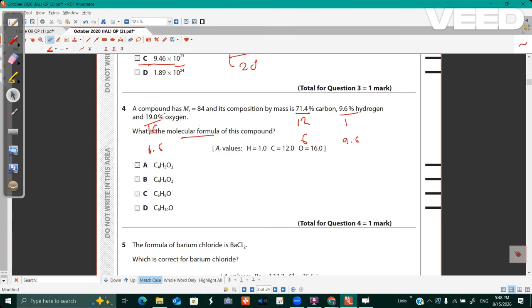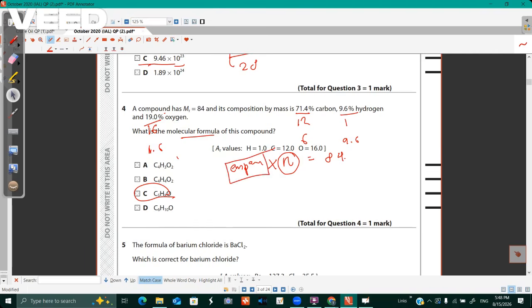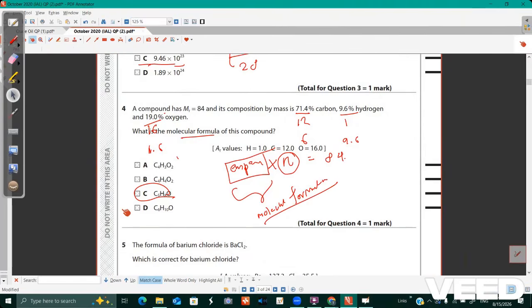They ask for the molecular formula. It is C5H8O. So with this, you are finding the empirical formula. Empirical formula multiplied by a numerical value is equal to the MR value. Whatever value you get as n, you must multiply the empirical formula by it, and that gives the molecular formula. Right? That is the answer.